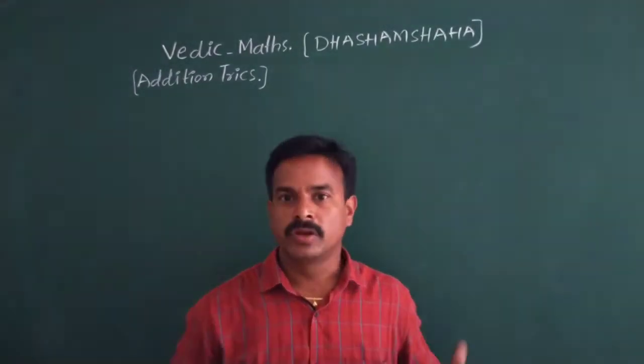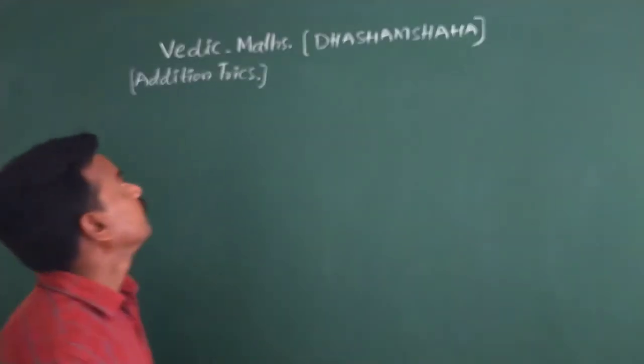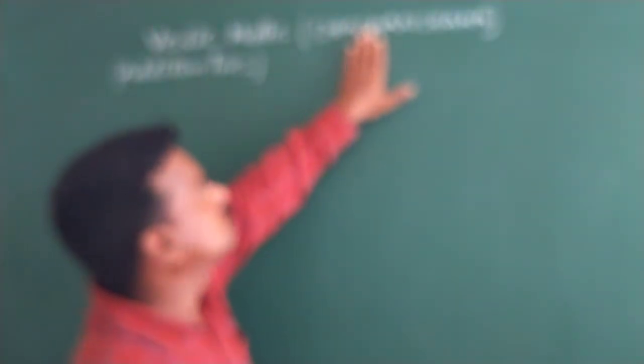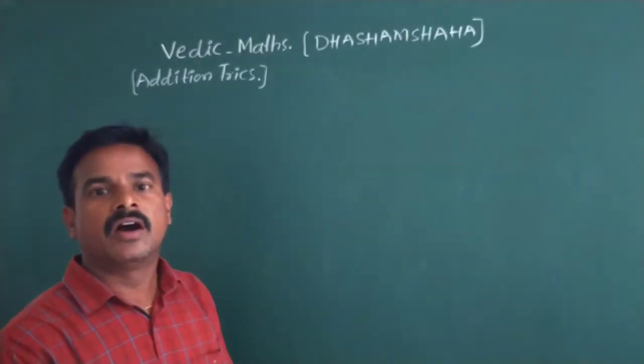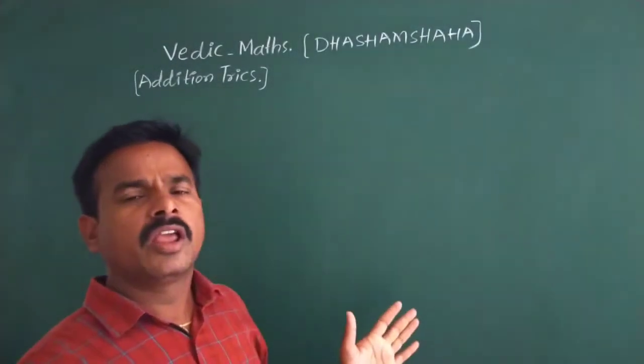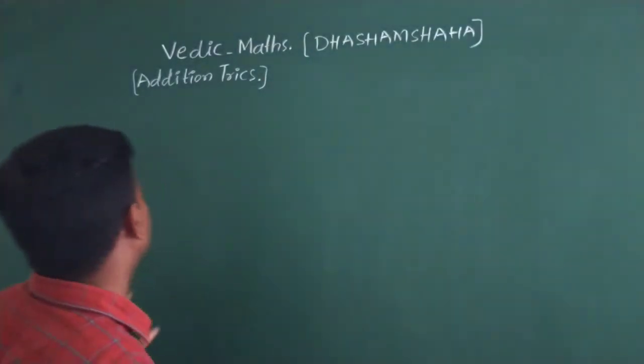Okay, I'm going to this subject now. Once you see Vedic mathematics, in this one sutra, Dasham Shaha, is very important. This sutra can be useful for addition of many numbers. For example, if you take one-digit numbers only, 2, 4, 5, 7, 8, 1, 9, 7, 3, 4, 5. How can we do this addition?